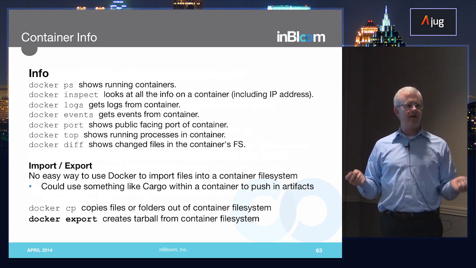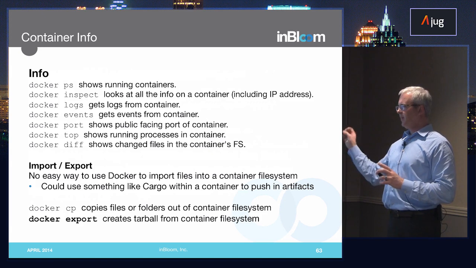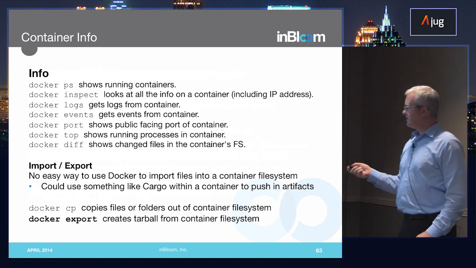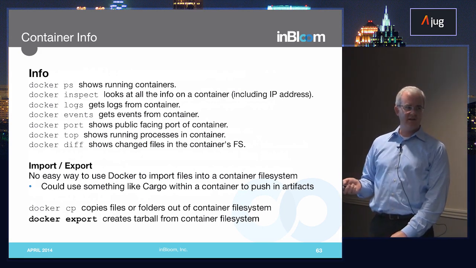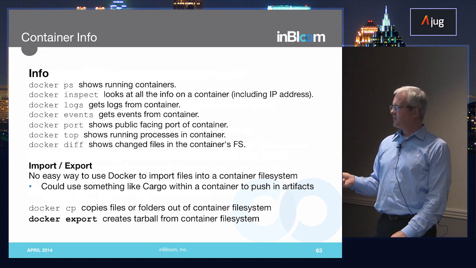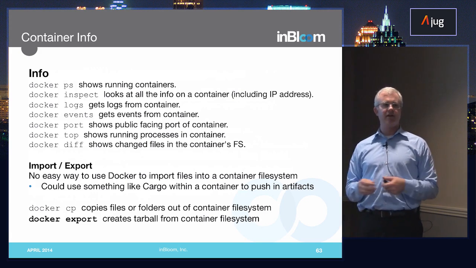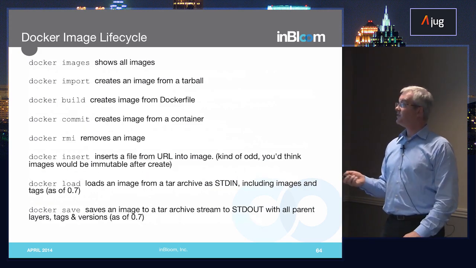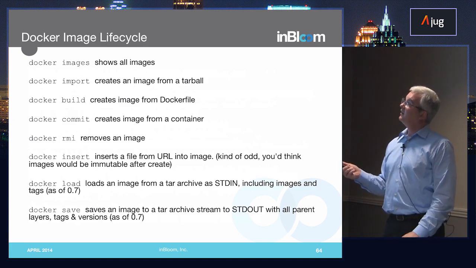And that's where something like Cargo, or even if you had Tomcat and you're running Maven inside it, and you do a Tomcat deploy through Maven. Same kind of paradigm. But you can't copy files into the container file system. Similarly, with a Docker export, you can create a tarball from a container file system. This is basically like creating an export of a Docker container. It's also possible to mount files and share them between containers as well.